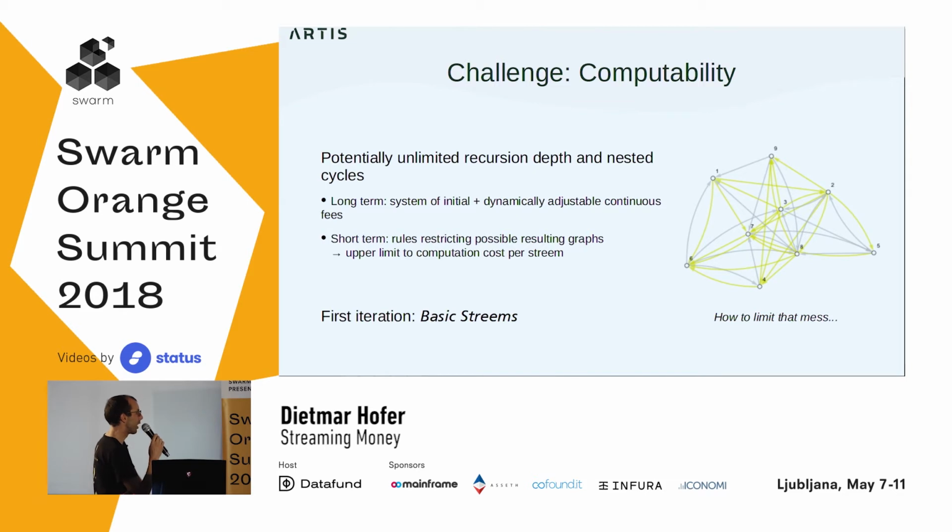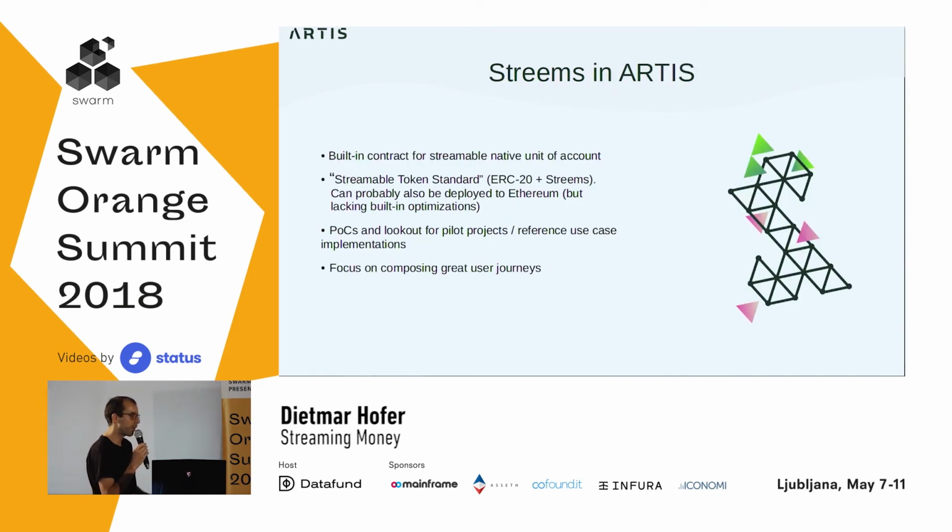So, briefly back to the challenge of computability. I believe it is possible to have a design which has low restrictions, but where you have a set of rules and a set of dynamically adjusting transaction fees, so also continuous transaction fees, which would keep that computable. But at some point we decided that that's not an easy thing to do, and it's better to start with something simpler. We introduced 3 account types where there are rules about who can stream where, and with that set of rules, which we call basic streams, we don't have the problem. We can't get into endless recursions, we cannot have cycles, and I think it's already useful enough for a lot of use cases. So that's how we are starting. That's what we are now implementing in Artis.